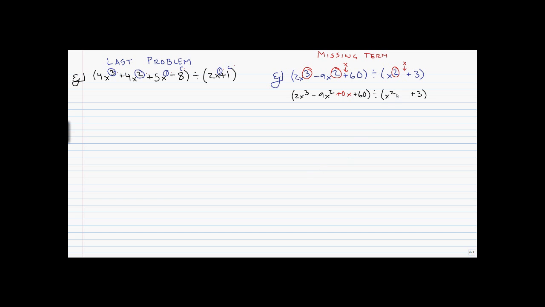Okay, so over here we're going to add that same missing term. We were missing the x term, so we're going to add 0x in there too. So those now account for it. Now we're going 3, 2, 1, 3, 2, 1, constant, 2, 1, constant. Now we're ready to actually do the division.